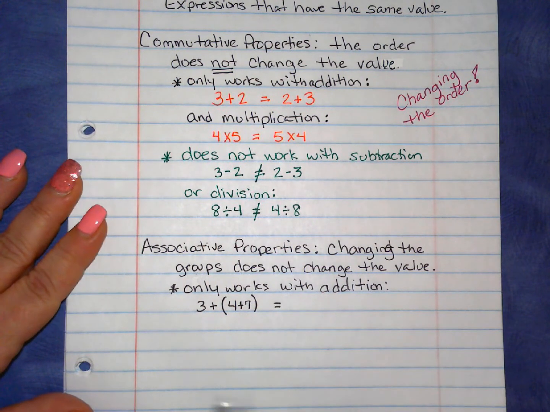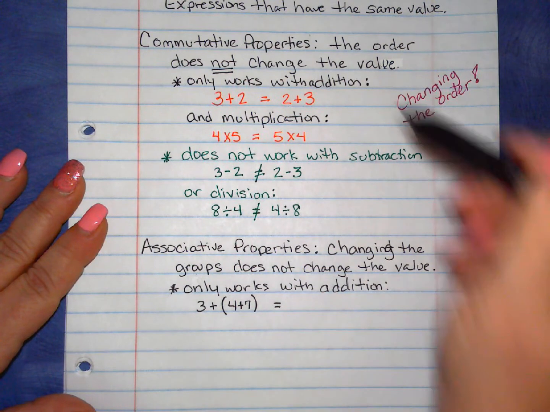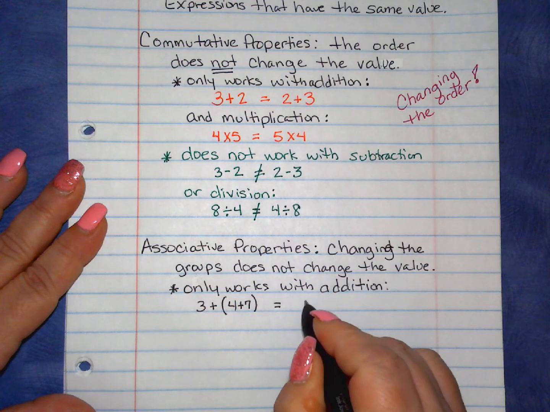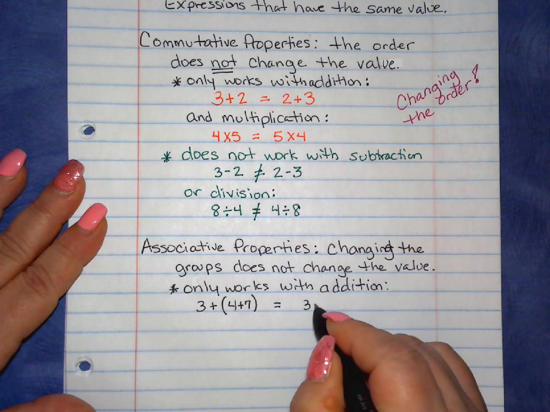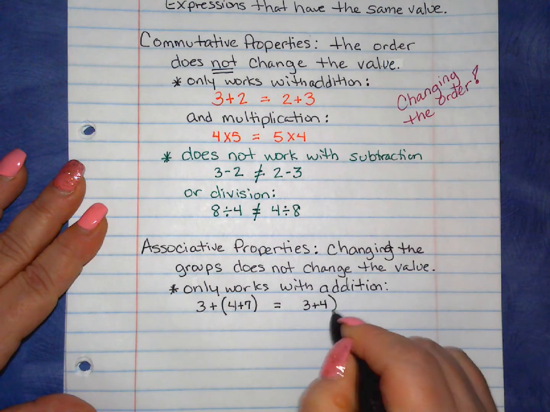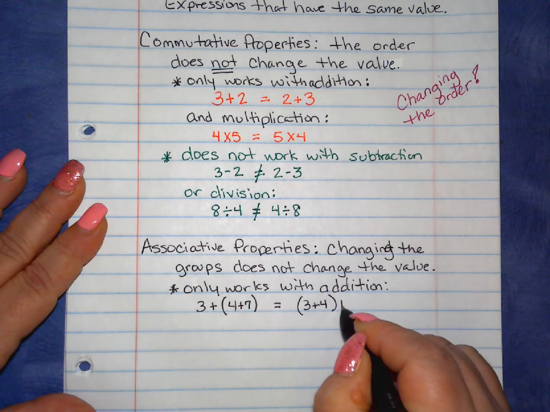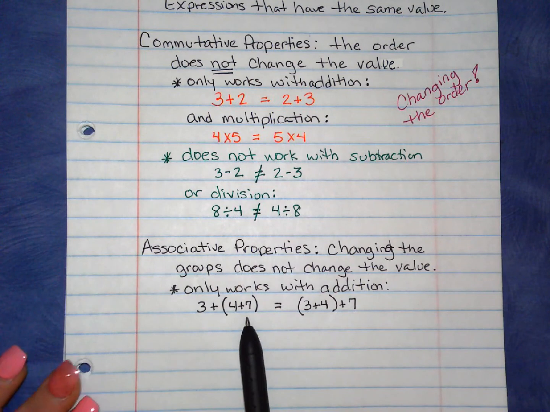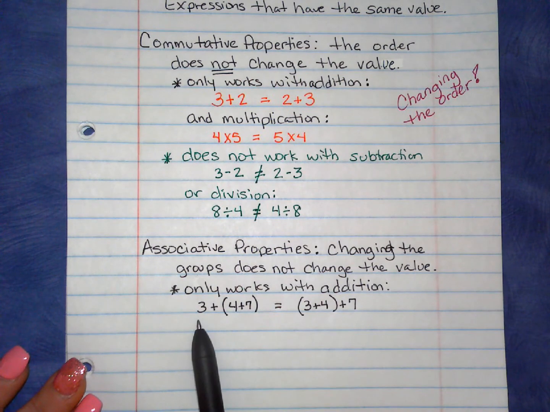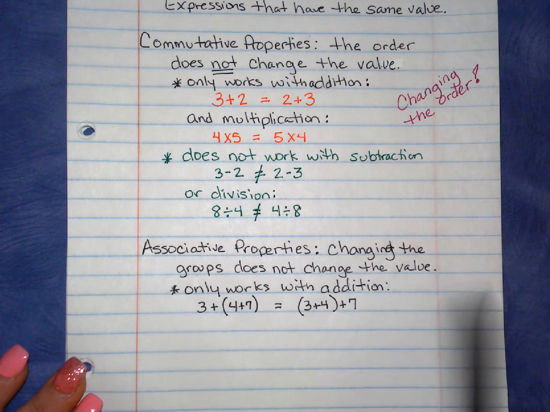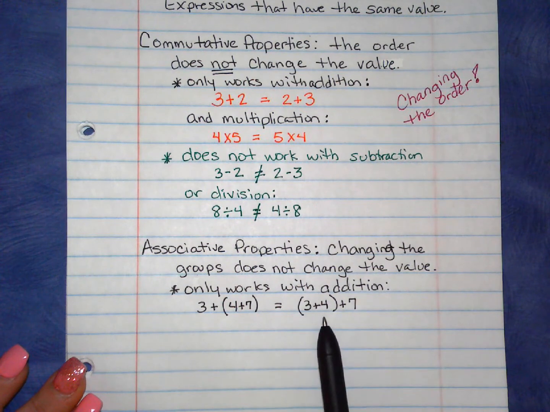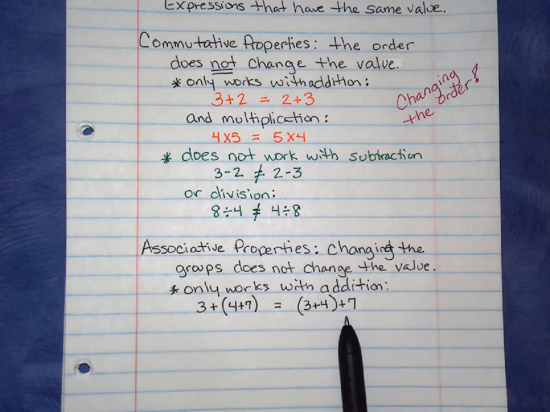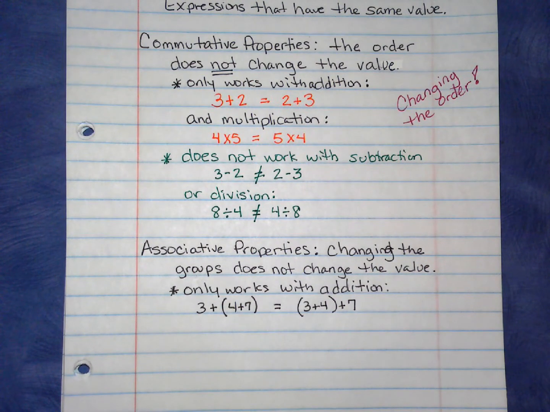Now, I don't change the order of any of those numbers. Remember, that was commutative. Over here, I'm just changing the grouping. So instead, 3 plus 4 are in parentheses, plus 7. When you look at that, you should see 4 plus 7 is 11, plus 3 is 14. And then over here, 3 plus 4 is 7, plus 7 is 14. So it's the same value.